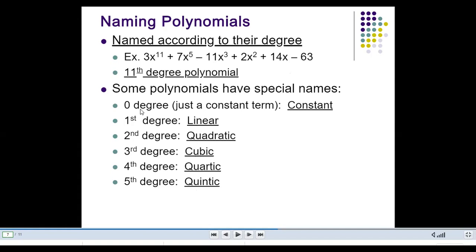Some polynomials have special names, and we have to memorize these names, please. If it's degree 0, it's called a constant. So when you have a number with degree 0, grade 7, grade 8, if I have a number like this, where can you find the degree?